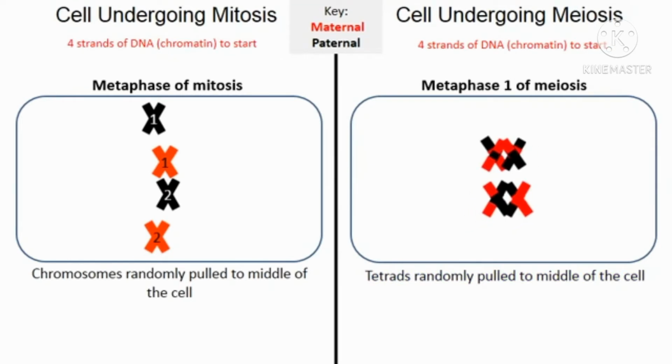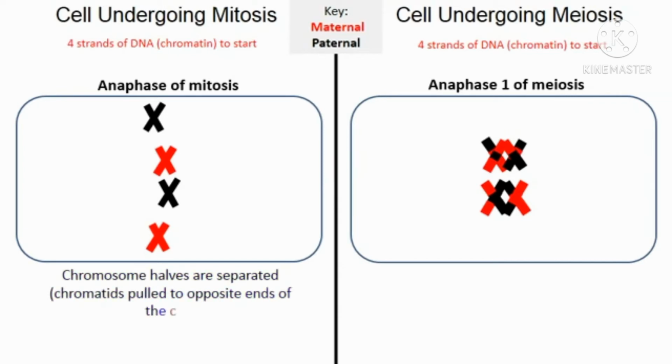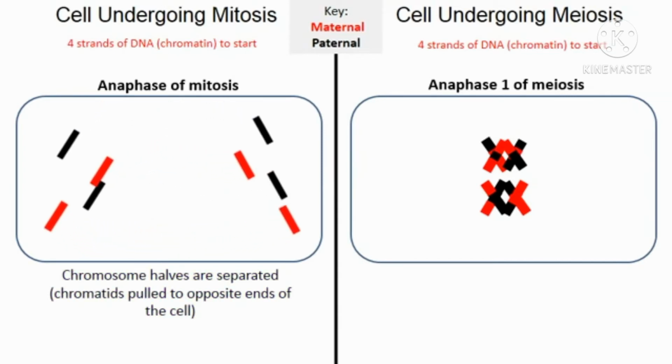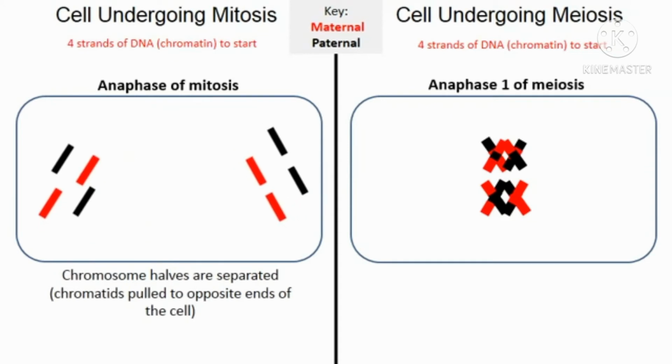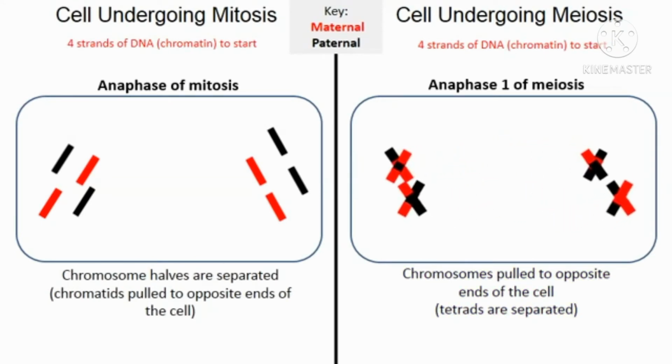And as we move on to anaphase of mitosis, on the left side, spindle fibers engage in a tug of war where they pull the chromosomes, where the actual chromatids are pulled to the opposite ends of the cell. And on the right-hand side, anaphase 1 of meiosis, the spindle fibers engage in the tug of war and actually pull apart the tetrads. The tetrads separate, with 1 chromosome pulled to the left. 1 chromosome of the tetrads pulled to the right.